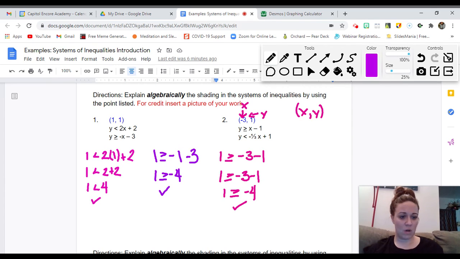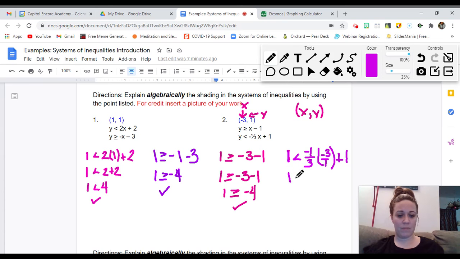Okay, for the second one, again, using the same point, but 1 is going to go in for y. Is 1 less than -1? I'm going to write this as a vertical fraction, and then multiplied by my x value, which is -3. Hopefully you're all okay with me changing the whole number to a fraction there, so I can do my easy multiplication. And then I'm going to add 1.